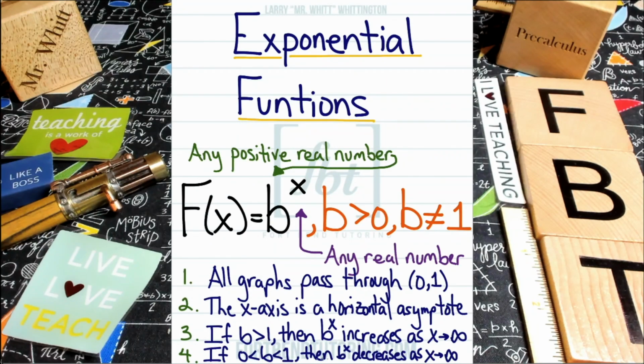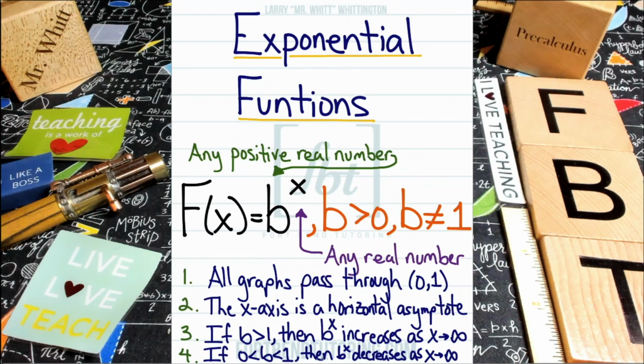As long as the function is in this form, all graphs of this form will pass through the point (0, 1). The x-axis will be the horizontal asymptote, and if b is greater than 1, then the function will be increasing as x approaches infinity, and if the value of b is between 0 and 1, then the function will be decreasing as x approaches positive infinity. In other words, as x gets larger, the y value will be decreasing in that last case.